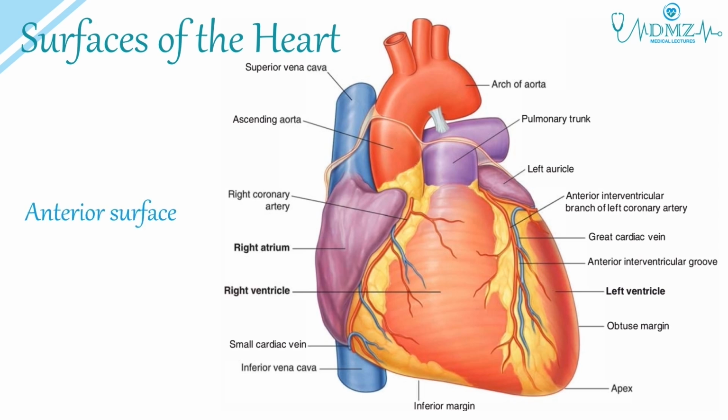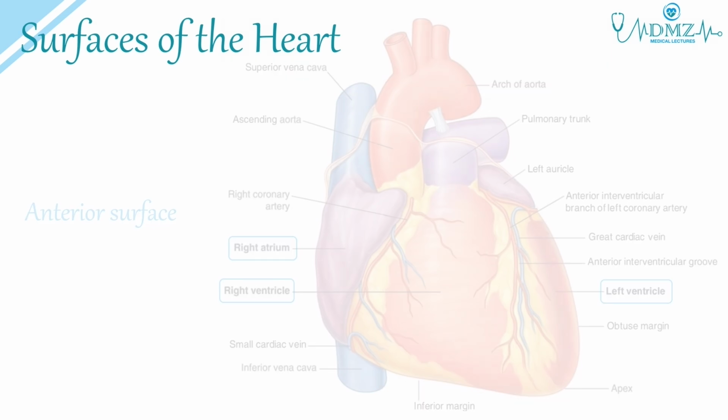This is the anterior surface of the heart, which faces anteriorly and consists mostly of the right ventricle with some portion of the right atrium and left ventricle.